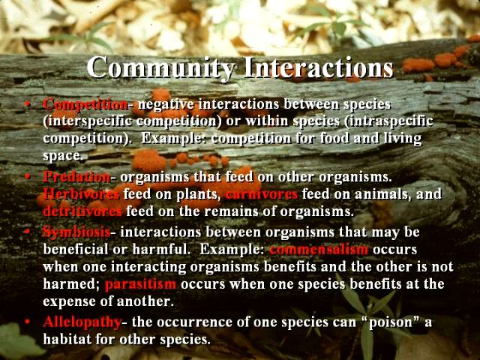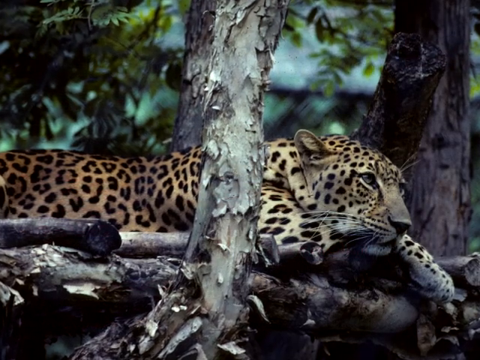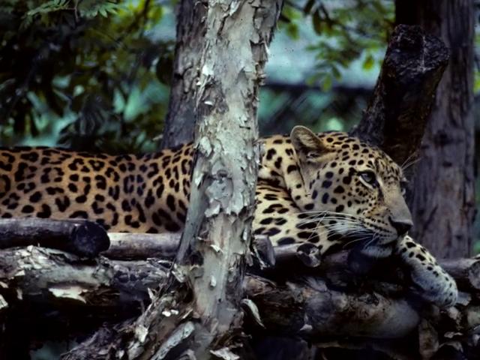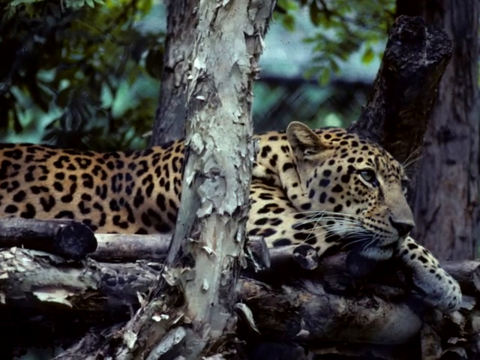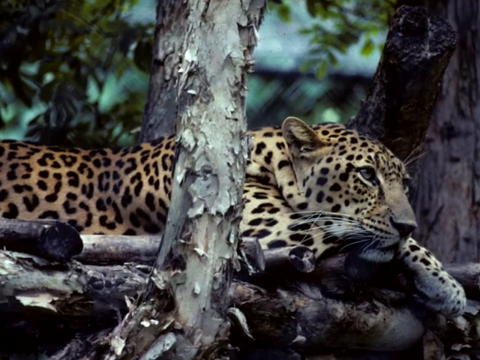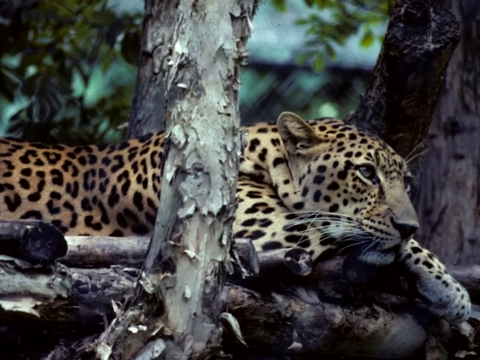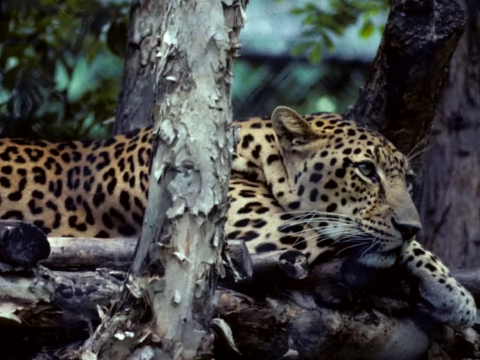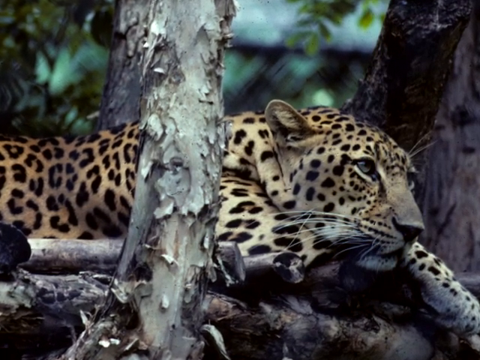Another kind of an interaction that occurs within communities is predation, where one organism feeds on another. And we can even extend that idea to animals feeding on plants. When animals do things like eat seeds, they're often referred to as seed predators. Usually we tend to reserve the term predator for one animal eating another animal, but it doesn't have to be reserved to just that.